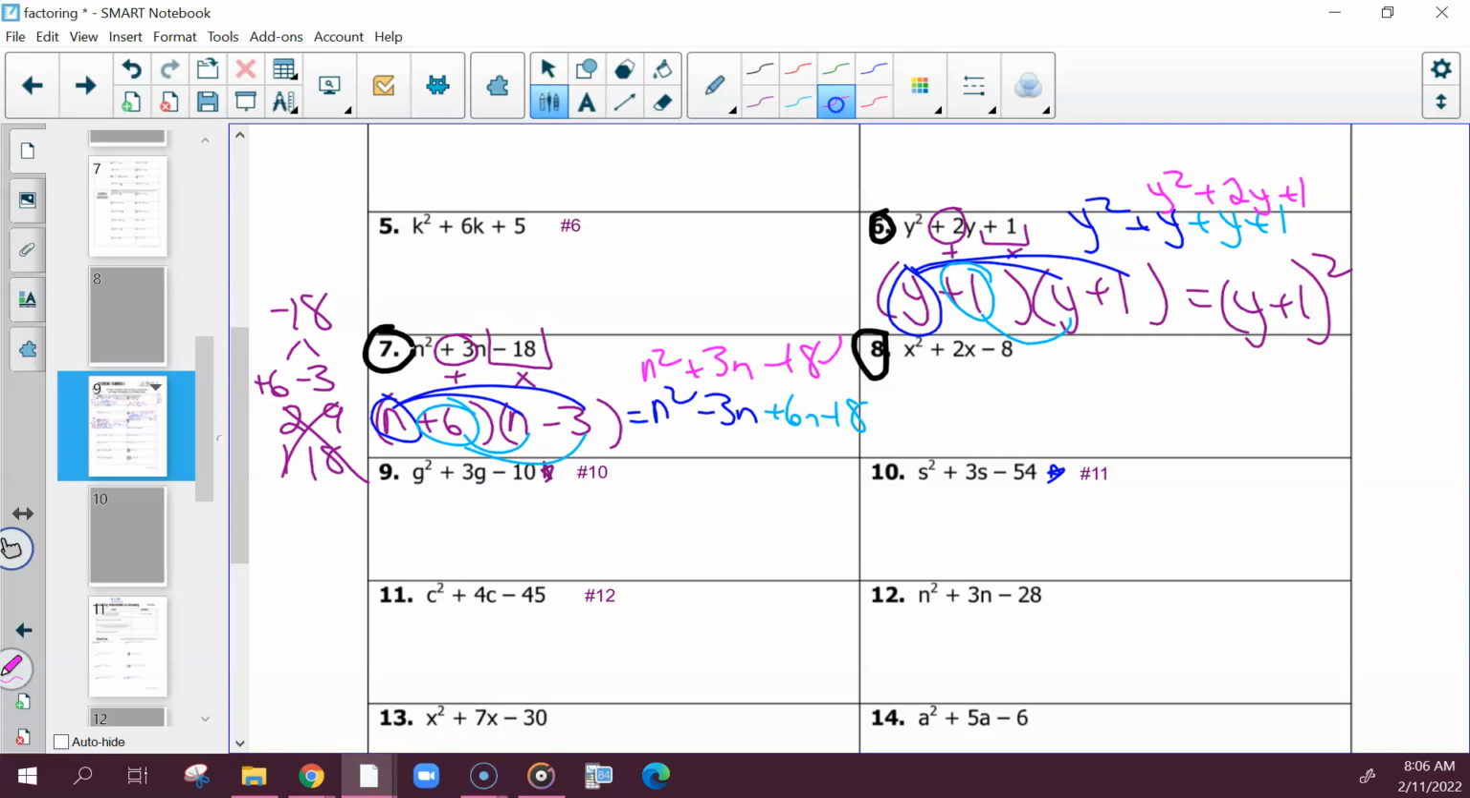Thumbs up if this is making sense so far. Sideways if it's kind of making sense. Down if it's not making sense at all. Okay.